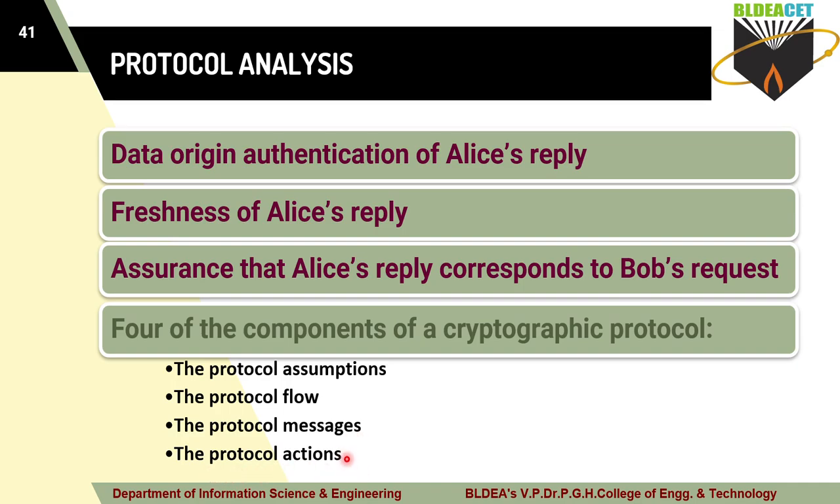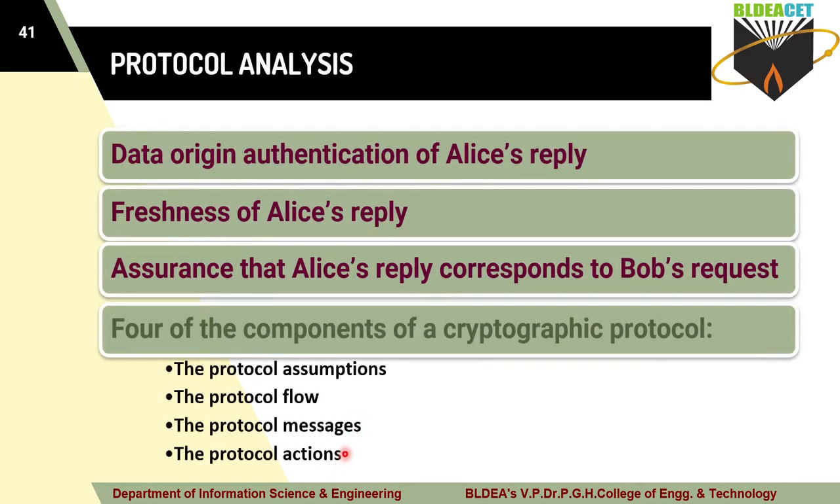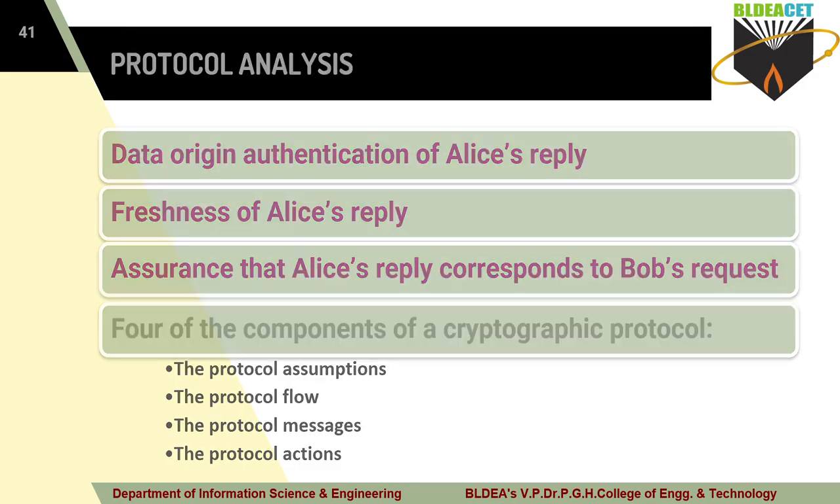And protocol actions. Protocol actions are what actions you have to perform here. As I told, after computing the message authentication code along with the message, Alice will send that message authentication code to Bob. When Bob receives it, for the same message, Bob also computes the message authentication code, and compares the result with the message authentication code value sent by Alice. If it is the same, it verifies that he is receiving it from Alice. If it does not match, what action do you have to perform? You have to reject that particular message. Either you accept or you reject. That is what we call protocol actions. These are the four components you have to follow while designing any protocol.